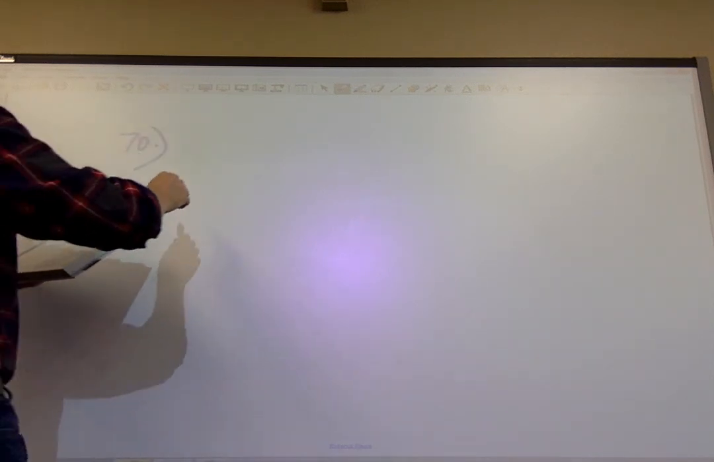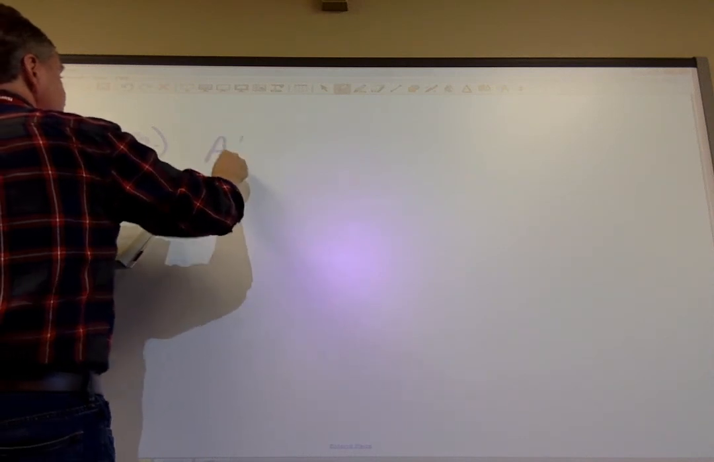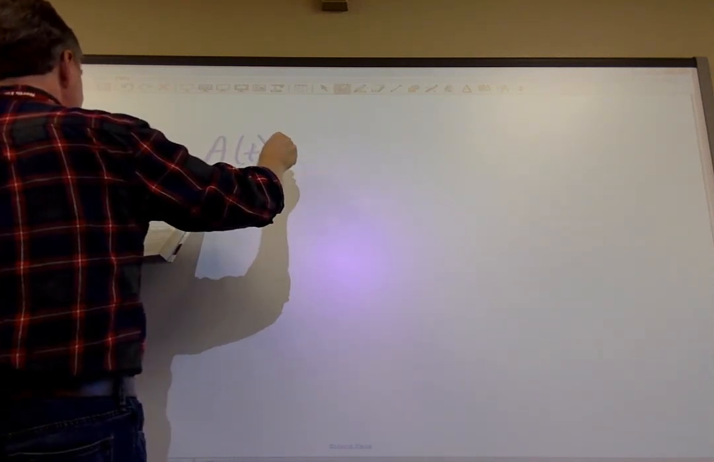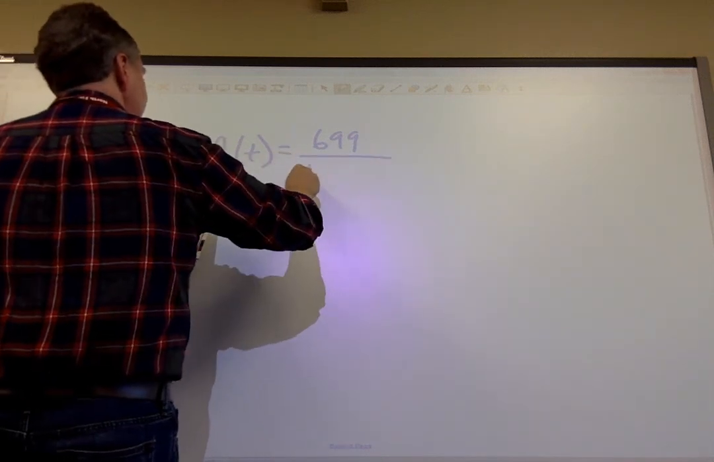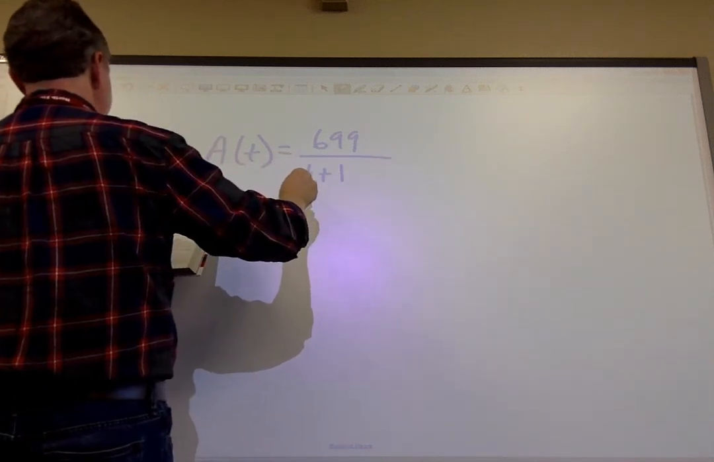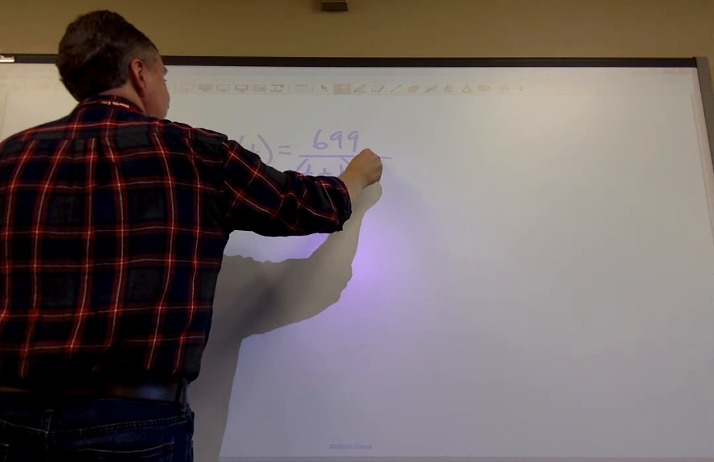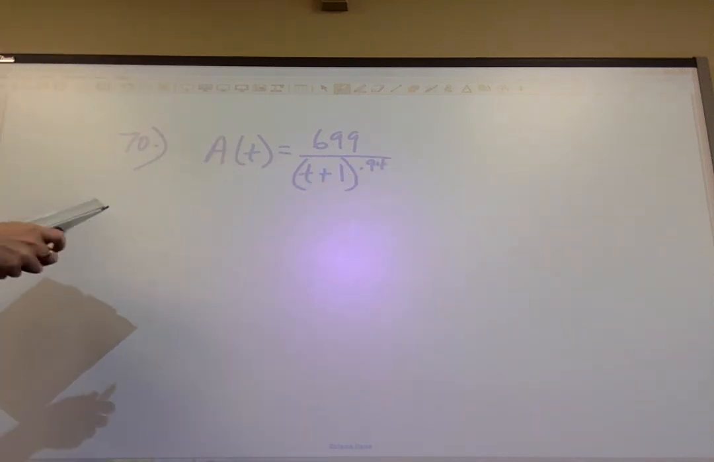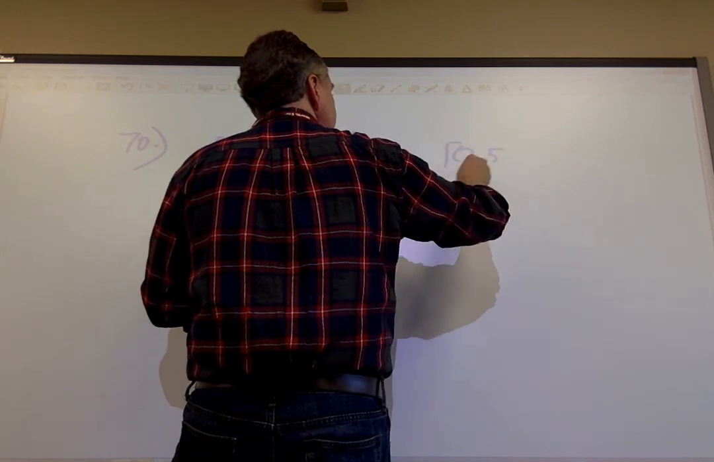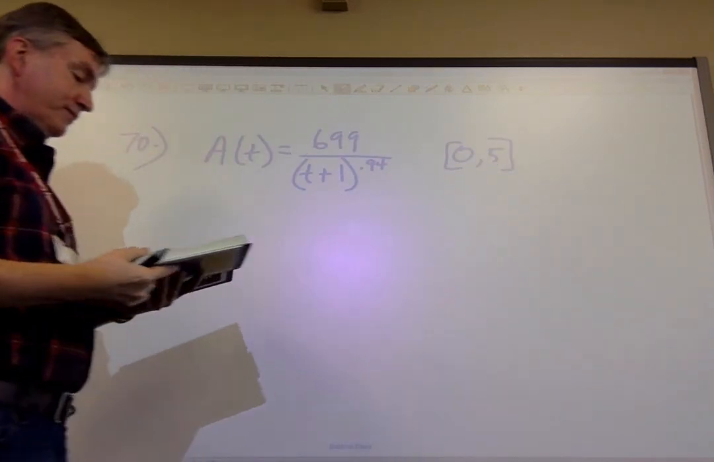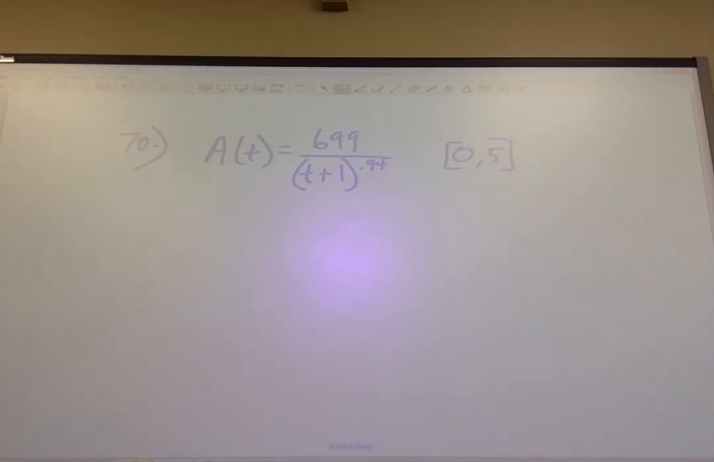I will write down the right numbers. This function is A of t equals 699 over t plus 1 to the 0.94, for t between 0 and 5 years. This is the average selling price of a standalone DVD recorder.